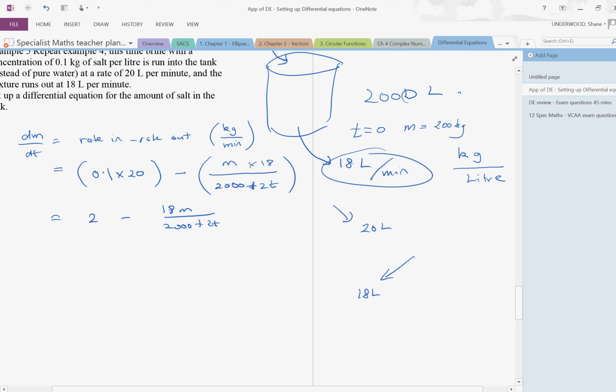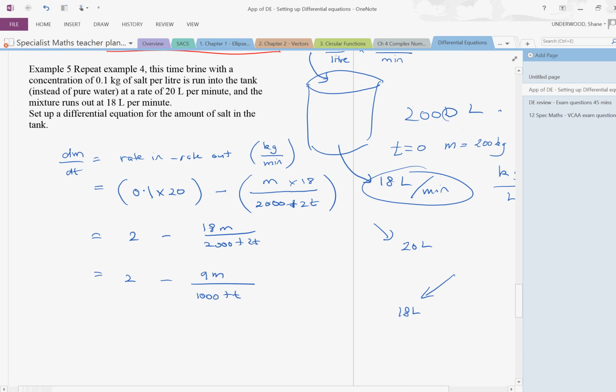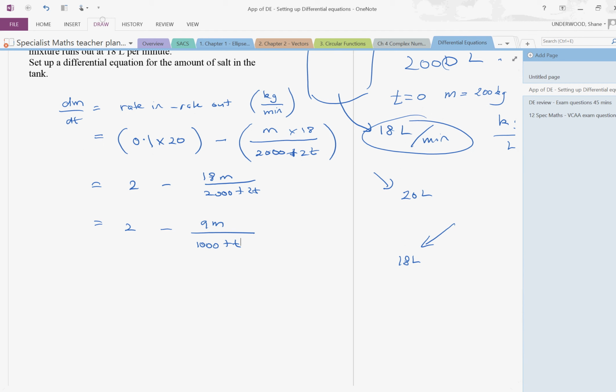Now, of course, when possible, you would look for something to simplify because you might have to do this in your calculator. I'm going to divide the top by 2, so I've got 9m over 1,000 plus t. Now, we've just set up a differential equation, and then of course we go ahead and solve that as we've done normally.